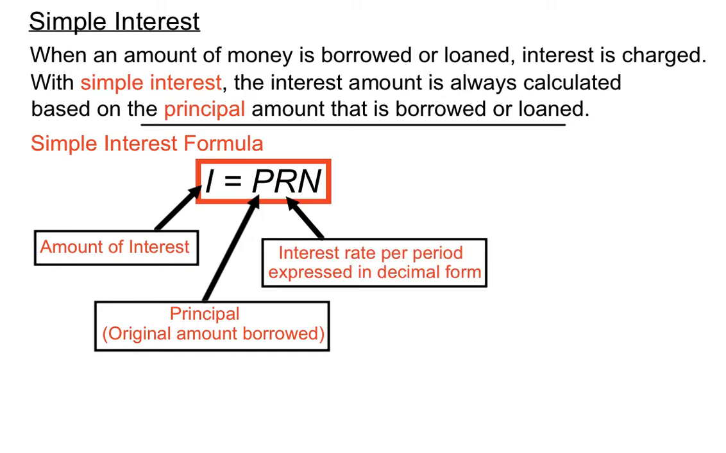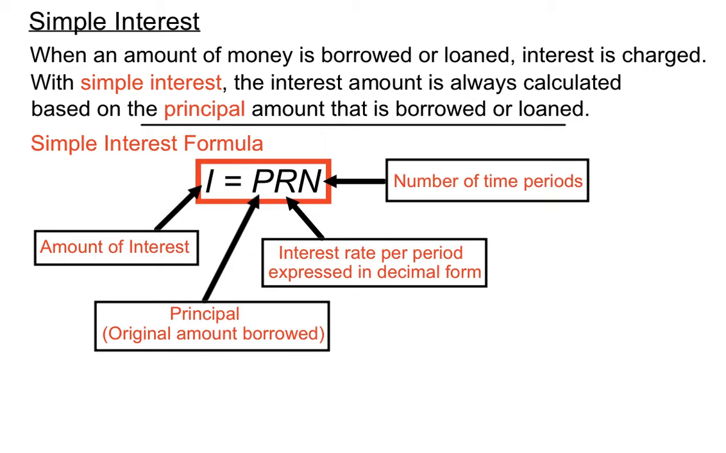And the R stands for the interest rate per period. So it might be an interest rate per month or per year. And it's always expressed in either percentage or decimal form. Often in the question it's a percentage, and we might use a decimal version of that to put into our formula. We'll see that in an example in a moment. N is the number of time periods. That might be the number of months or the number of years, depending on how the interest is applied, but we'll see that in examples as well.